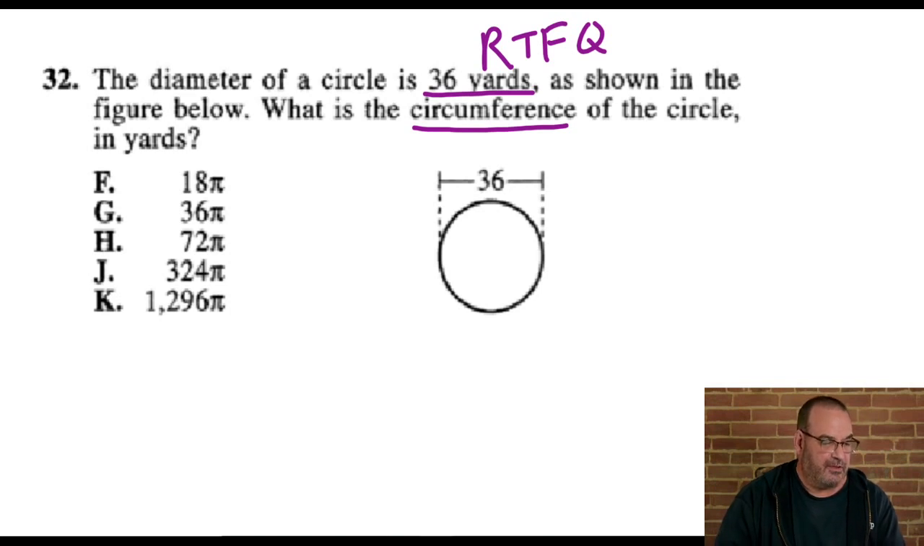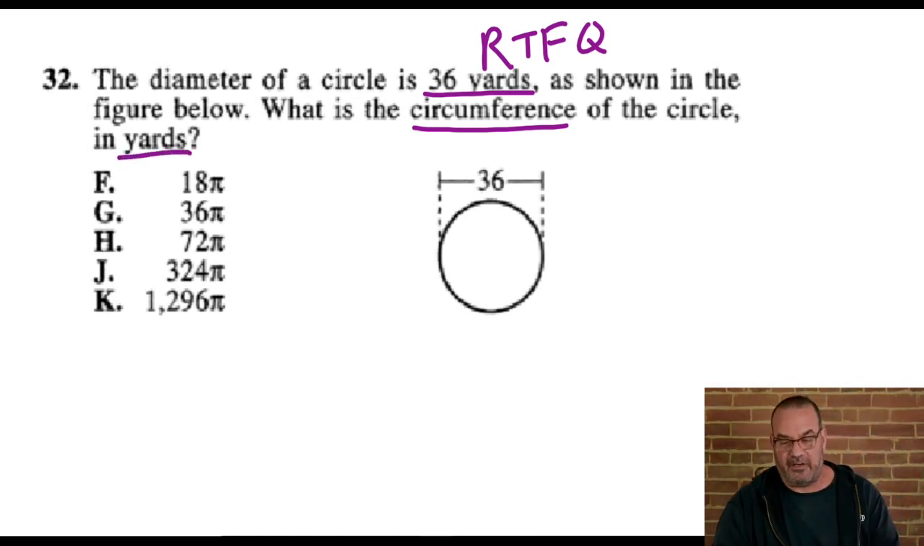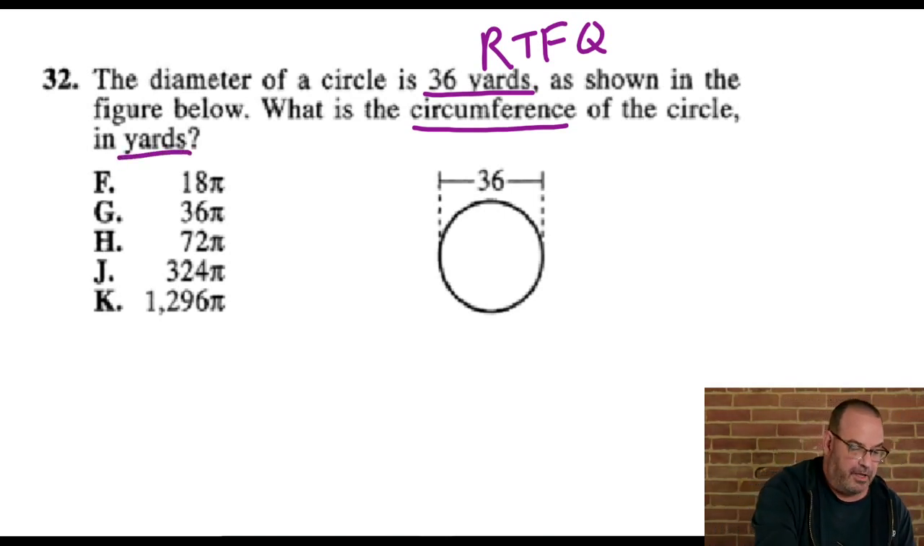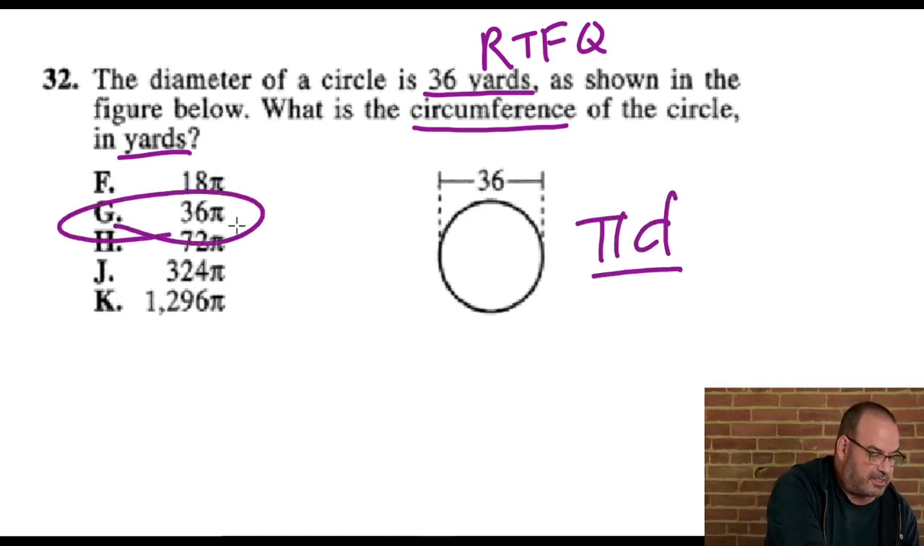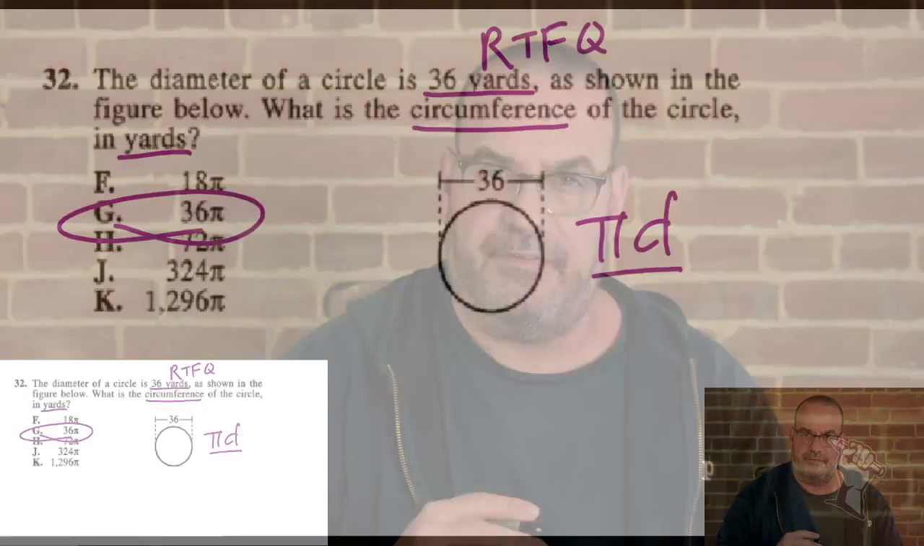36 yards as shown. What is the circumference in yards? So make sure that you have yards and feet. And we know that pi d is the circumference, so it's just 36 pi. This entire problem would have taken me under 5 seconds because I've practiced circles.